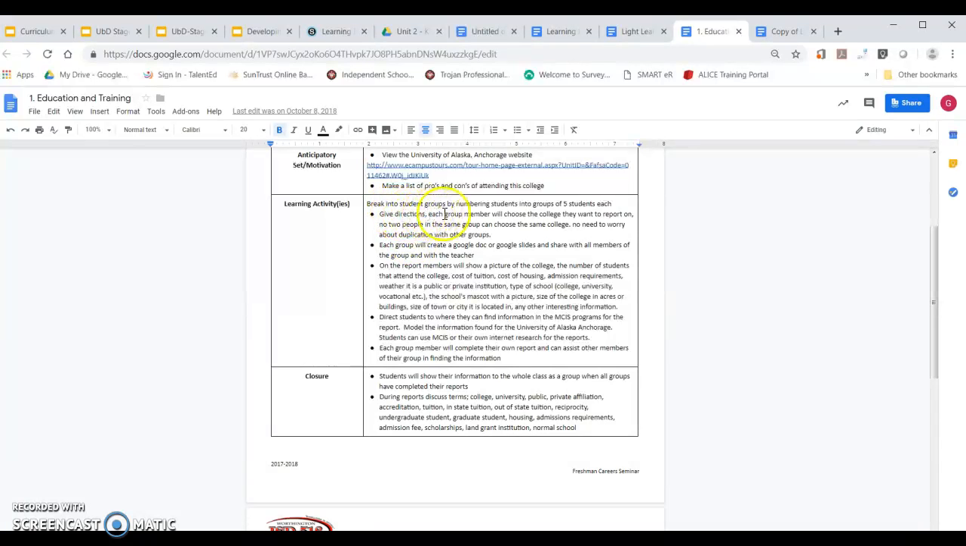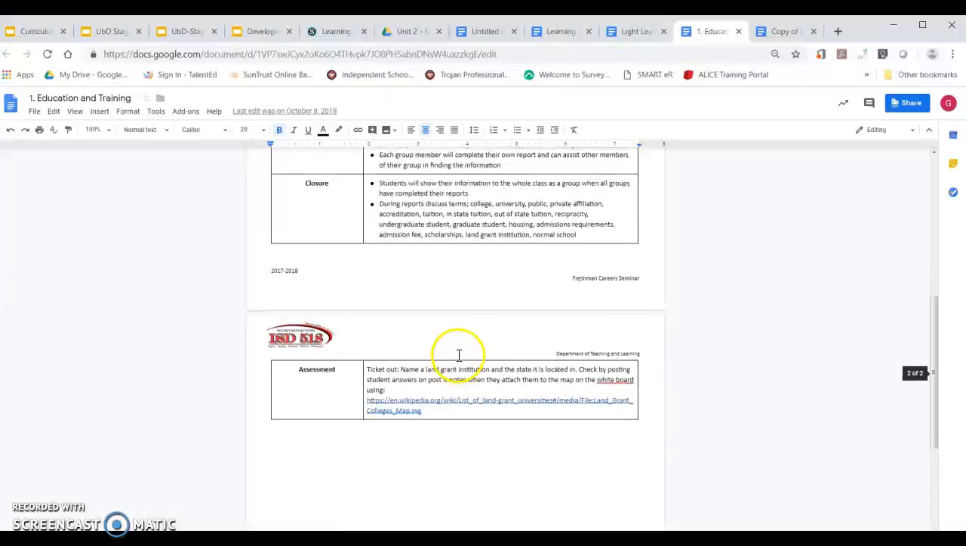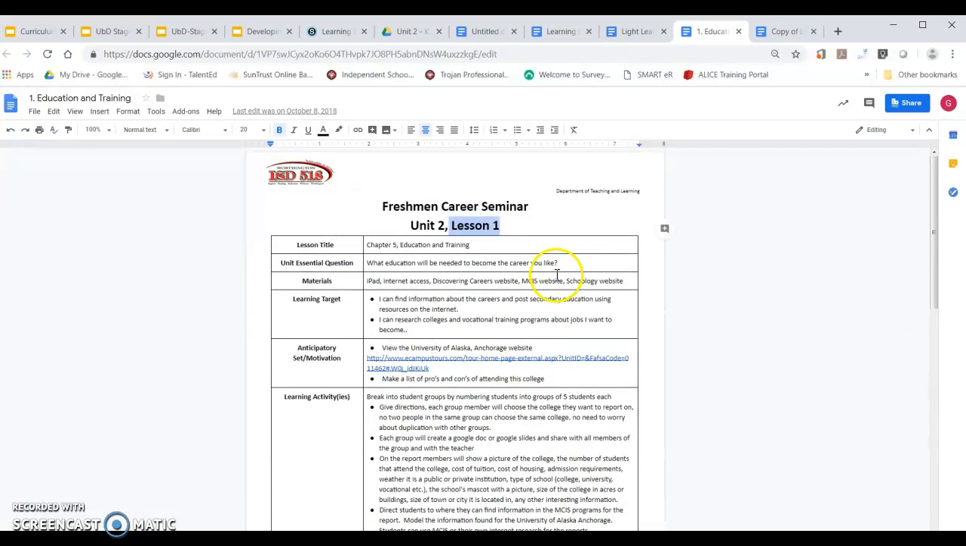So you're going in and you're breaking the students into groups, so they're giving directions on what they should be doing for the teachers to help guide them through that lesson. And then what their closure is, and then getting into what the assessment piece is. And then again, they do have that hyperlink in there for that assessment piece.